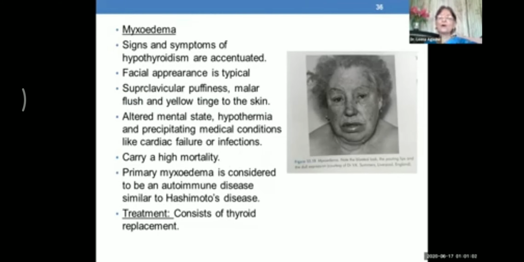There is something called myxedema coma, which is a very severe condition and which needs immediate hospitalization, correction of dehydration, and various other things.